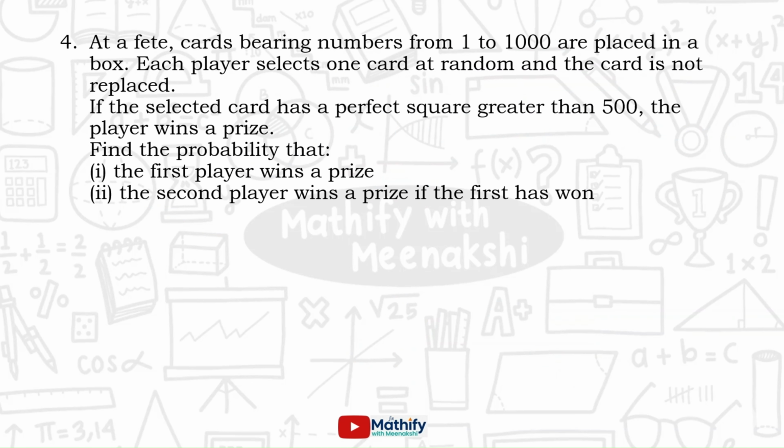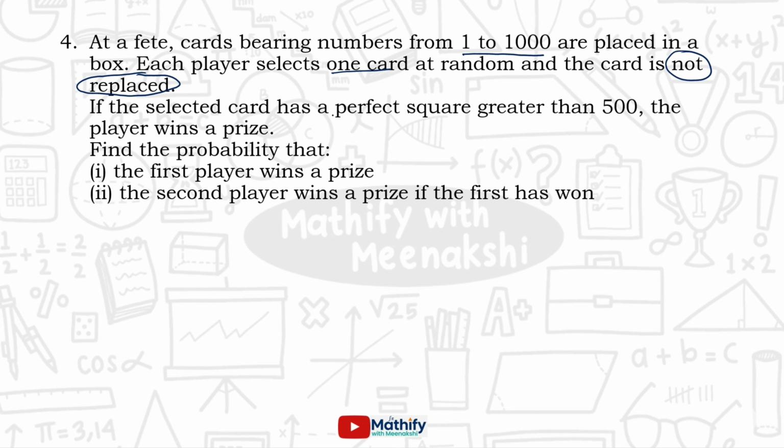Now let's move to the next question. At a fete, cards bearing numbers from 1 to 1000 are placed in a box. Each player selects one card at random and the card is not replaced. Just see this word carefully, because in this question we will not replace the card. If the first person selects one card, then for the next person we have only 999 cards.